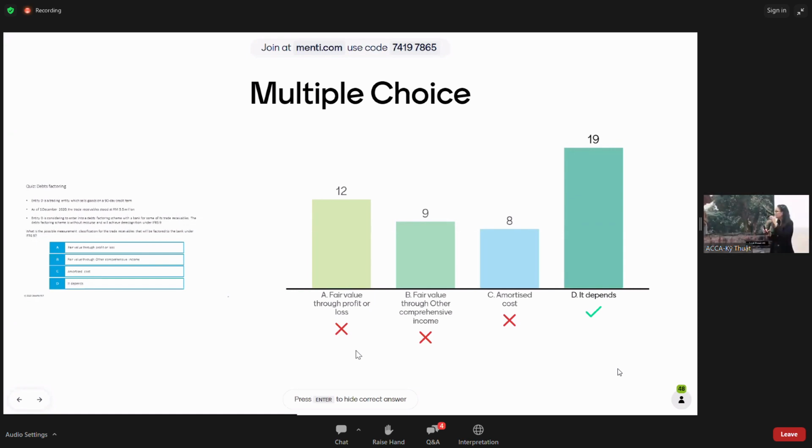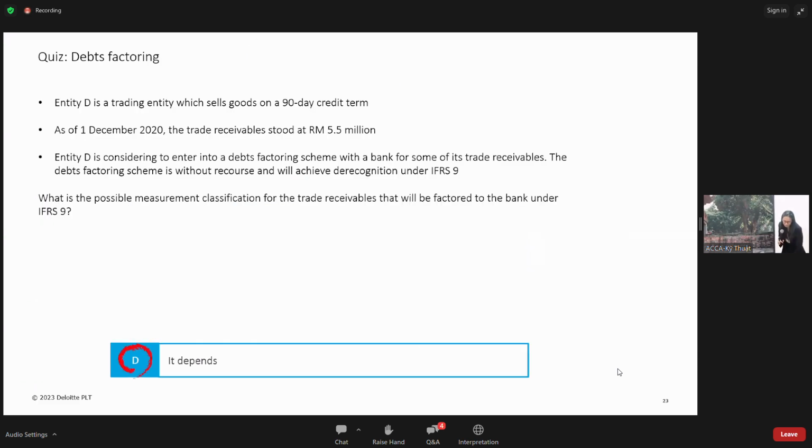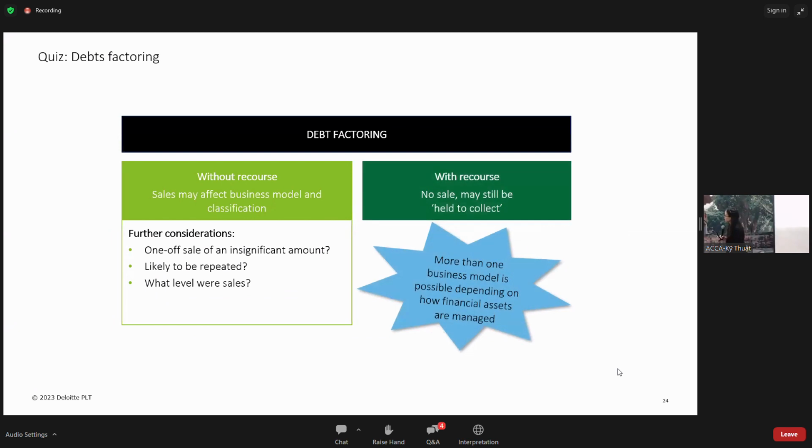So generally, for accounting, I always think "it depends" is very common because two lines of words will not explain everything, right? So let's see what we consider. For debt factoring, we did mention that this is without recourse, right? But when it's without recourse, you may need to think further about what it represents. Without recourse means sales may affect business model and classification.